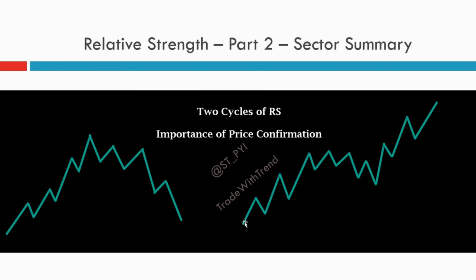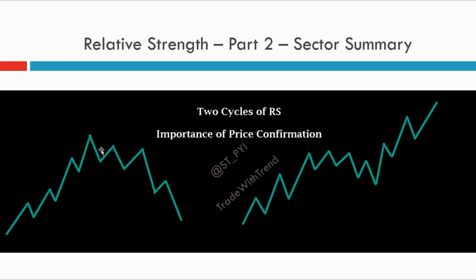Or what you see is, as relative strength of a sector starts to rise, you get a price consolidation or RS consolidation, and then you get a breakout. So when you are at this point in this sideways consolidation region, it's very difficult to say whether you will have a continuation of the relative strength of that sector, or you will have a mean reversion, right? This is where the importance of price confirmation comes in.